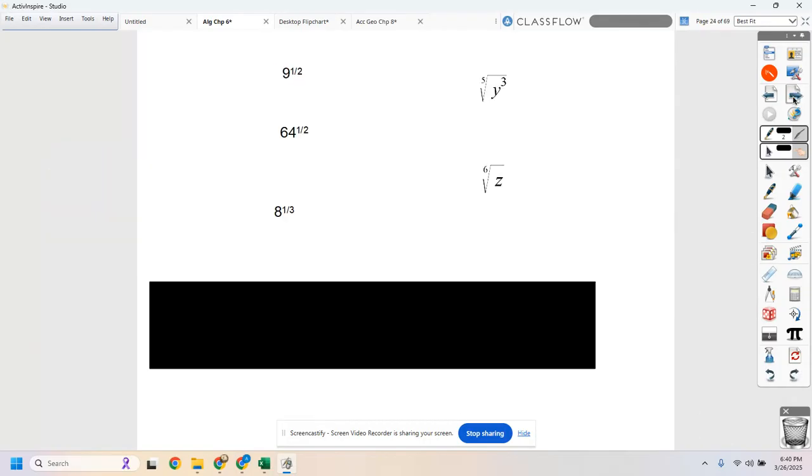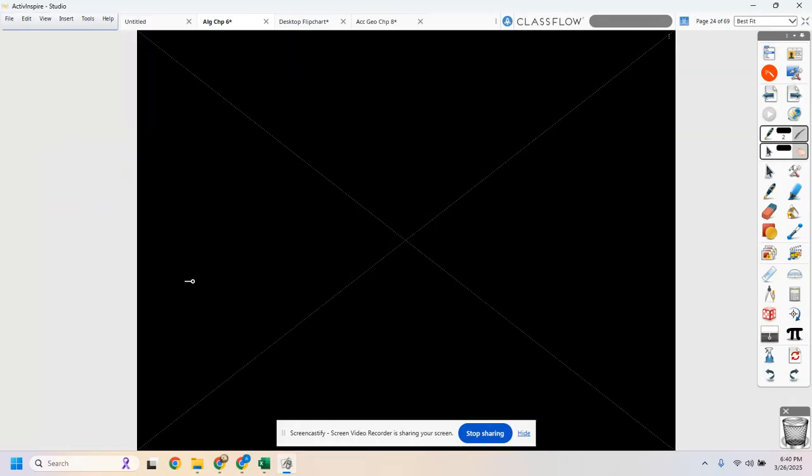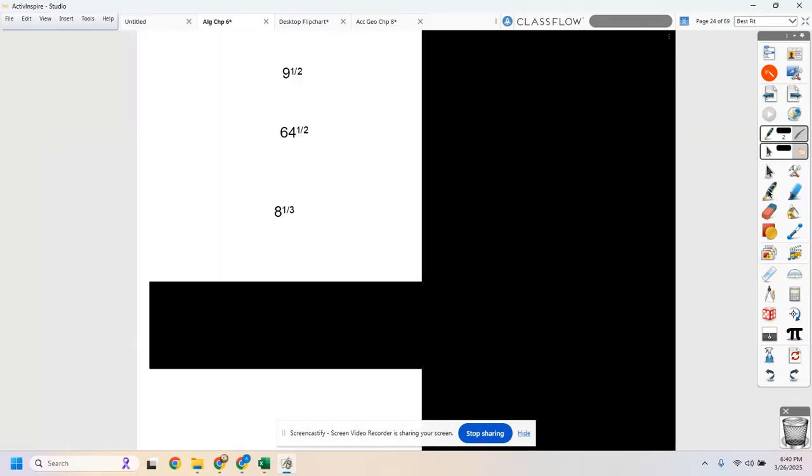Now, I want you to put these on your calculator. Actually, I'm going to hide these. I want you to go ahead and put these on your calculator. So 9 to the power of 1/2. On your calculator, it's going to look like this. You're going to put a 9, and then you're going to use the button that goes like this. Then you're going to put a parenthesis, 1 divided by 2, close the parenthesis. Or you could do 0.5. But either way, you're going to get 3. 64 to the power of 1/2 gets you 8. And 8 to the power of 1/3, you did that yesterday in your homework, you got 2.